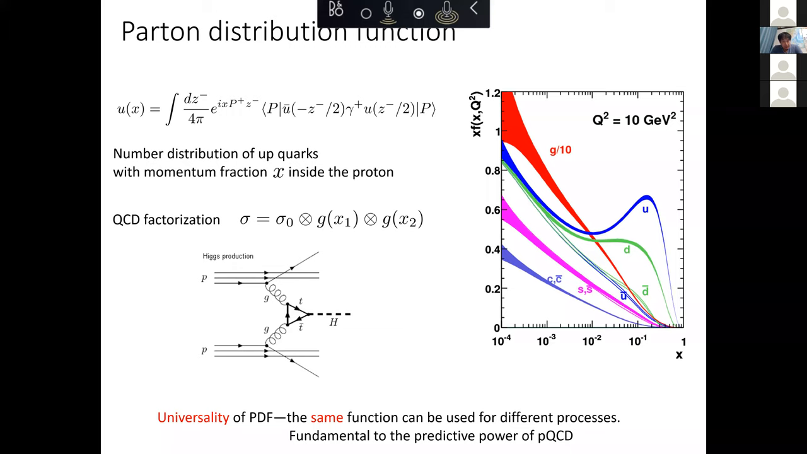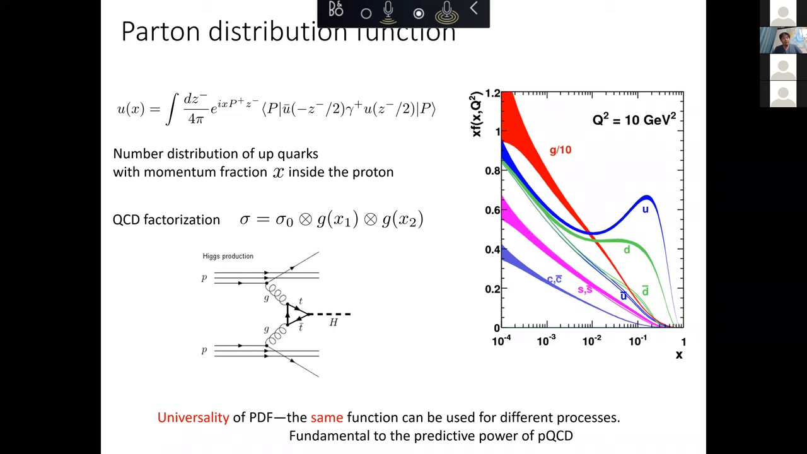Now, speaking of the distribution, there is of course the parton distribution function, the PDF, which is basically the light-cone separated correlation function. This is the u-quark parton distribution function, which tells you the number distribution of up quarks with momentum fraction x inside a proton. This PDF is defined for each flavor and also for the gluons.